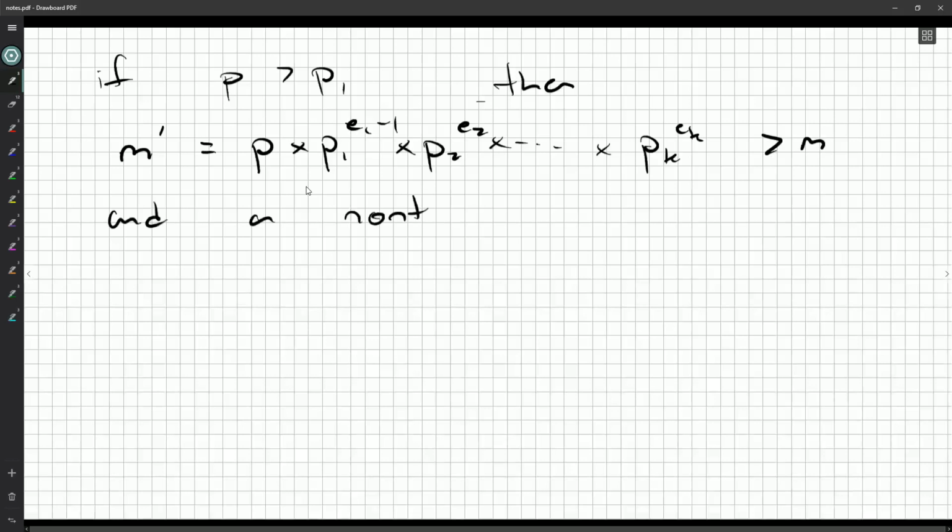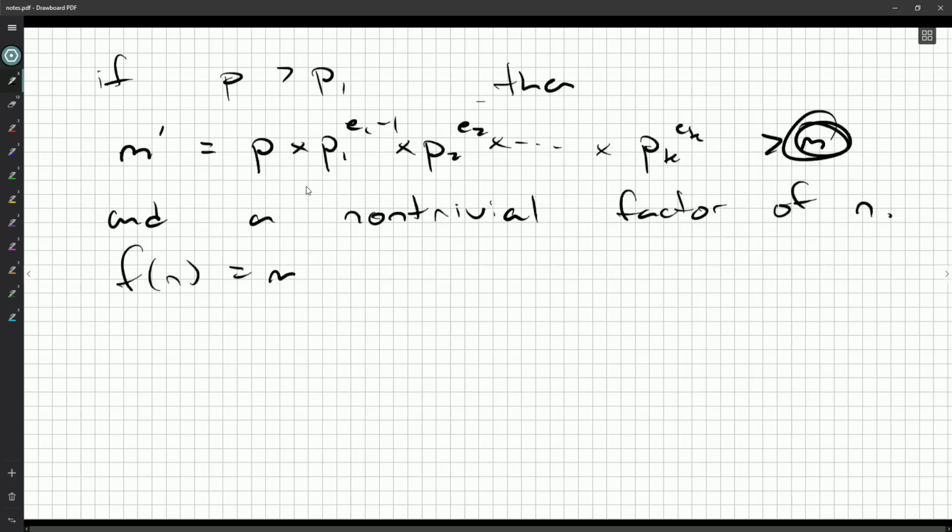and a non-trivial, that is to say not one of the obvious ones, not 1 or the number itself, a non-trivial factor of n. So that wouldn't work. Then we wouldn't be looking specifically at fn. We'd have fn is at least m prime. So that wouldn't work. So, okay.